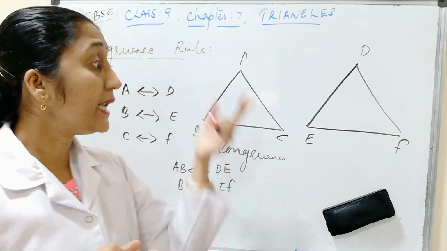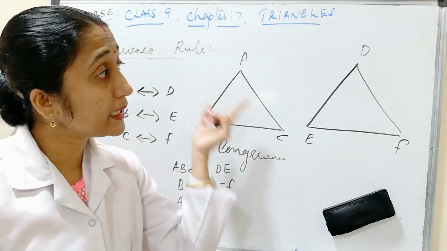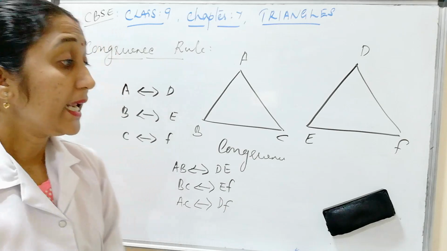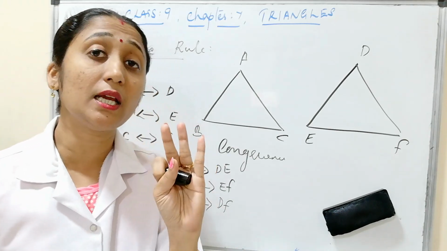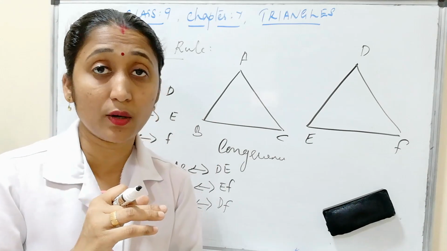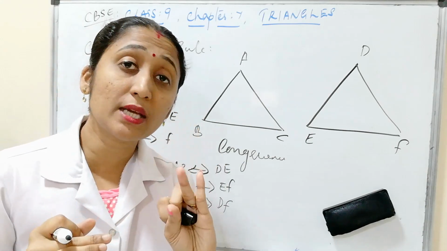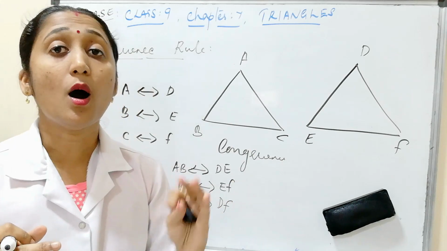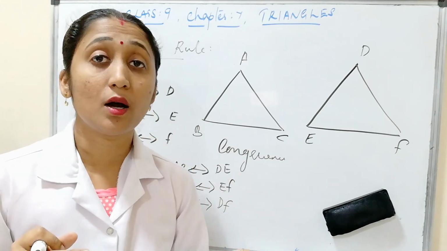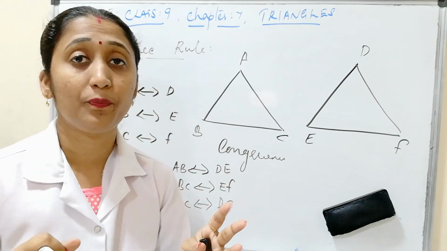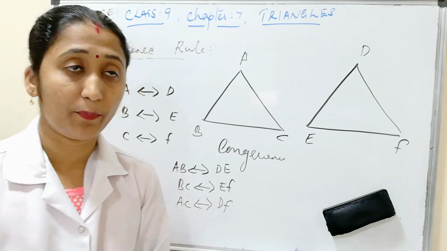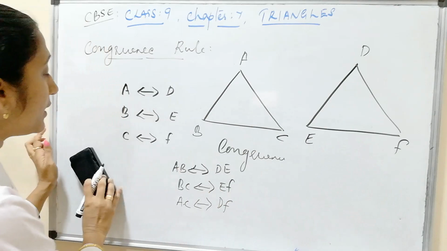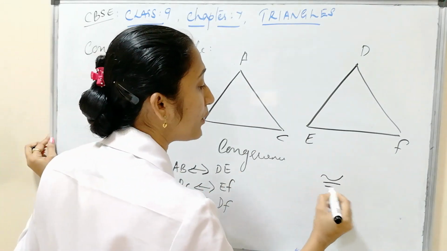Here is the first case. In two triangles, we must satisfy any three conditions. Any three sides may be equal, or any two sides and one angle, or three angles, or two angles and one side. If any one of these conditions is satisfied, they are congruent. The congruency is written like this.